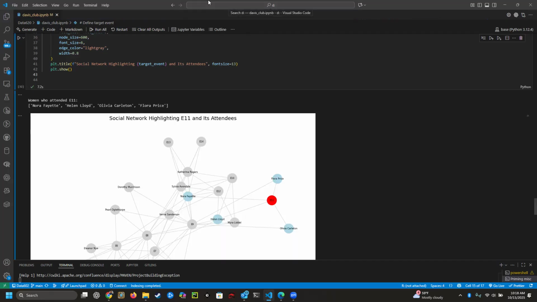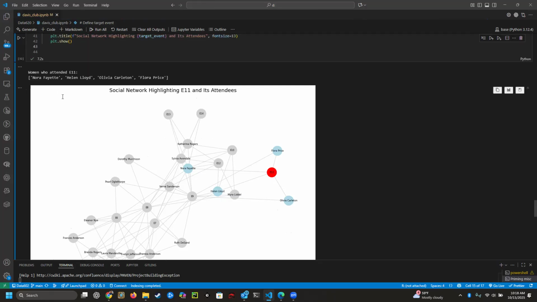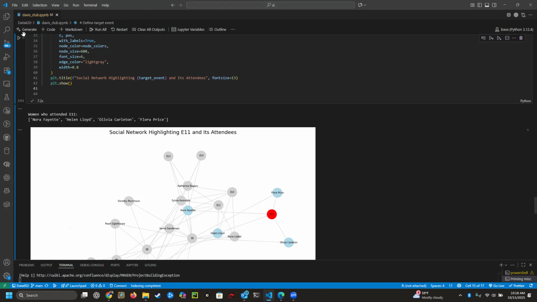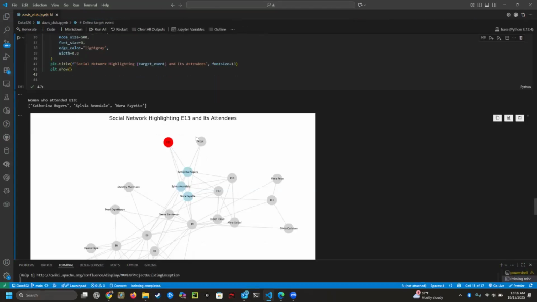Let's see. Okay, so event 11 had 4 women who attended, and we see that it's one of the events on the outer edge of the network because it was one of the least. I think if we look at events 13 and 14, these only have. So let's run that one more time. That's 13, 12 this time. Okay, perfect. So yeah, here we see that indeed event 13 only had 3 attendees.